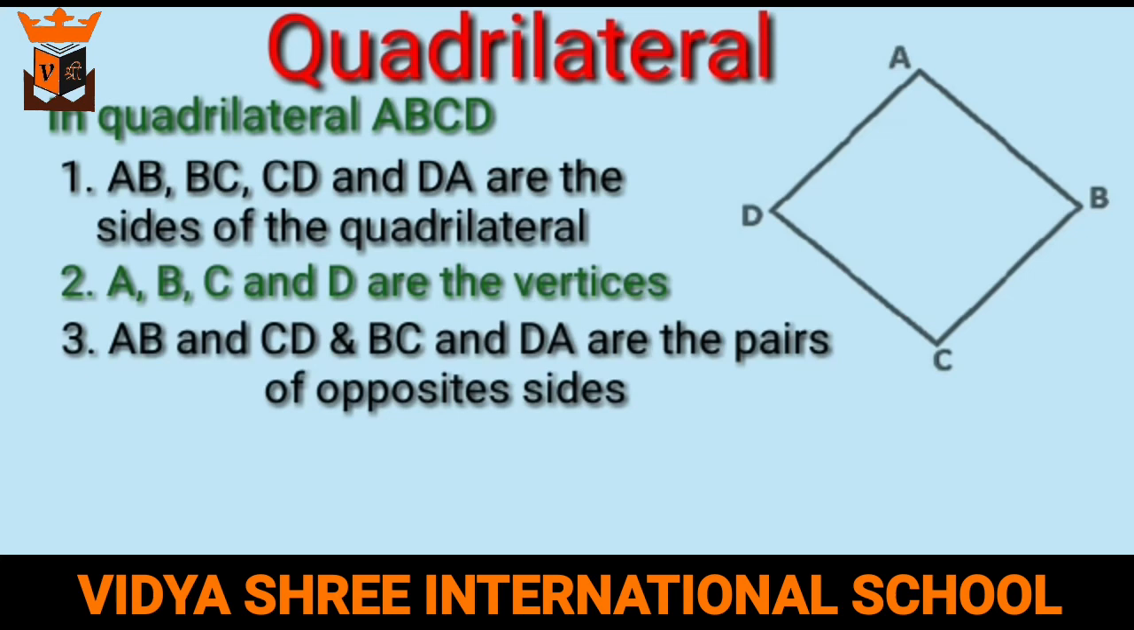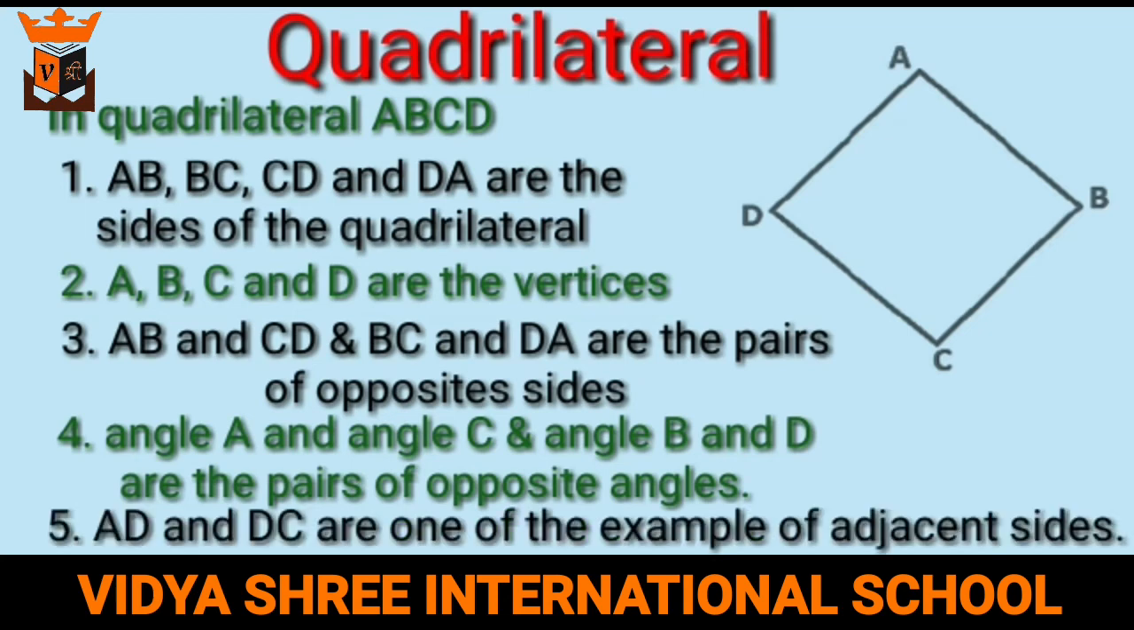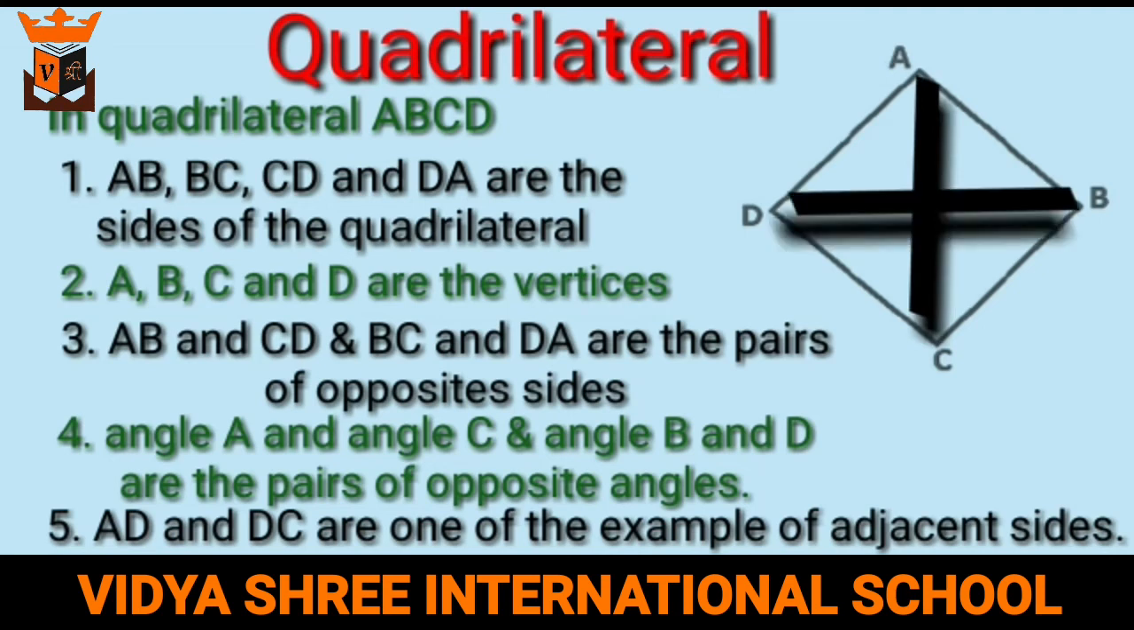AB and CD, and BC and DA are the pairs of opposite sides. Angle A and angle C, and angle B and angle D are the pairs of opposite angles. AD and DC are one example of a pair of adjacent sides. If a line segment is drawn from A to C or from B to D, it becomes a diagonal.